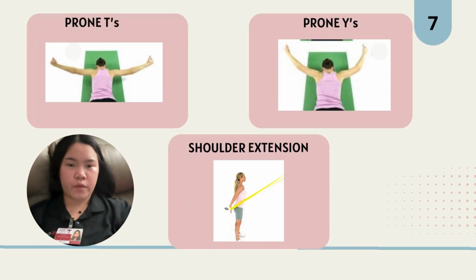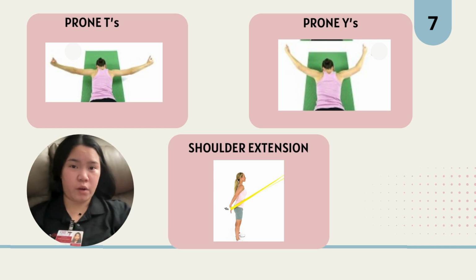Prone Ts and prone Ws are another intervention to strengthen your rotator cuff muscles for more shoulder stability. This exercise targets the supraspinatus and the upper and lower back trapezius. It also helps if you have poor posture, as it emphasizes having good posture.